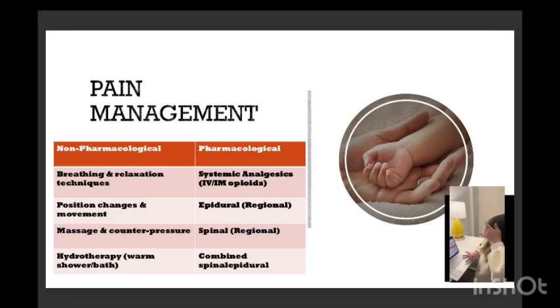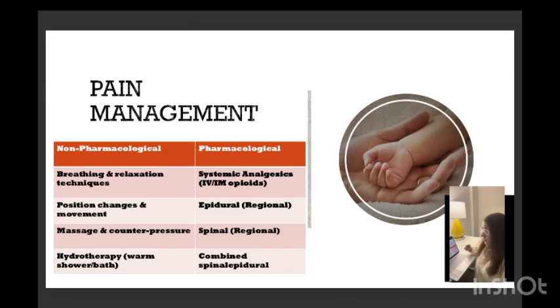So we're on slide number 9 right now. Pain management basically has 2 aspects: non-pharmacological and pharmacological. Non-pharmacological is breathing techniques, relaxation techniques, also position changes and walking, also massage, counter pressure, and also a warm shower or bath.